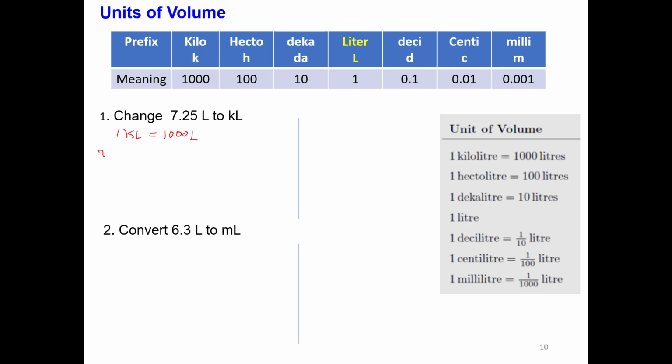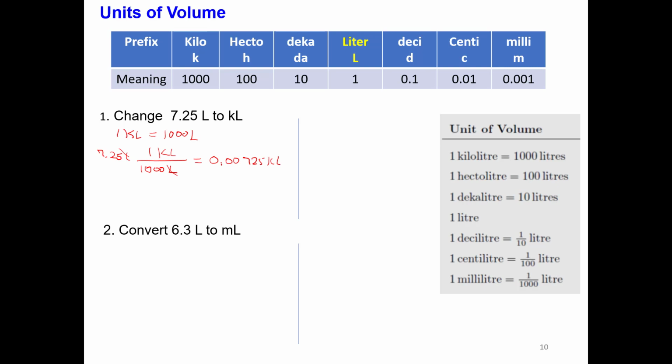And let's write here 7.25 liters. Now the way we need to write it is so that the liters cancel out. We need to write liters in the denominator and 1 kiloliter on top. And liters cancel out. And if we divide, we need to move 3 decimal places to the left. Or you can just divide. And we will have 0.00725 kiloliters. 1, 2, 3.